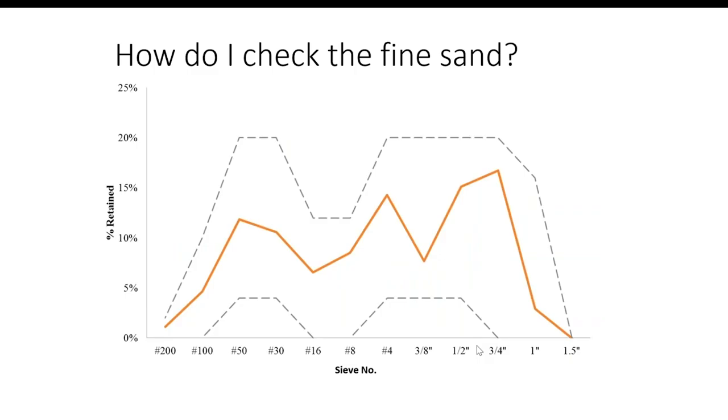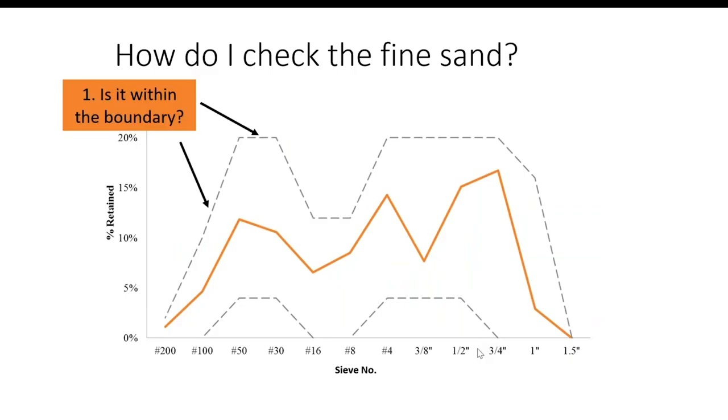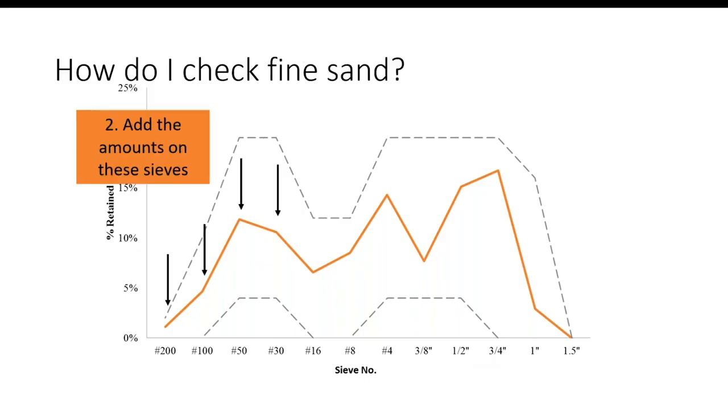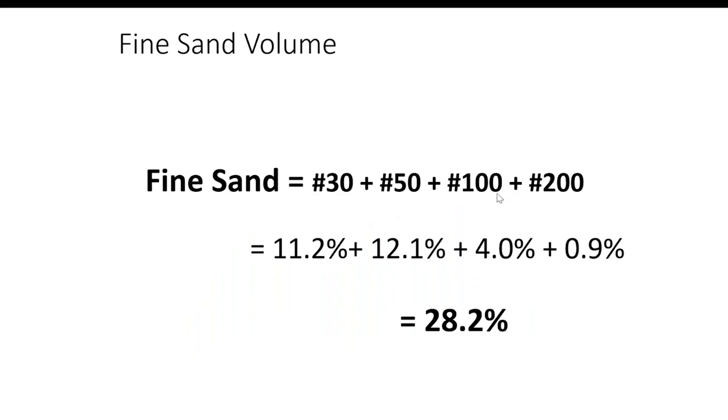So how do I do this? How do I check this? Well, number one, are you within the boundaries? That looks good. That's a thumbs up. Number two, we're going to add these sieves again. The 30, the 50, the 100 and the 200. You add them up.